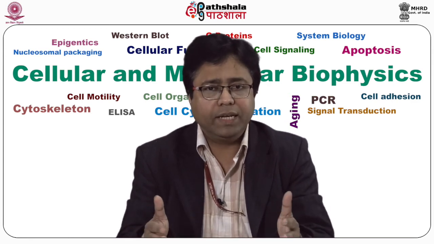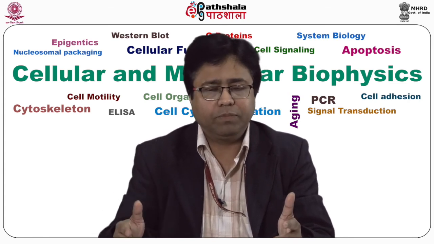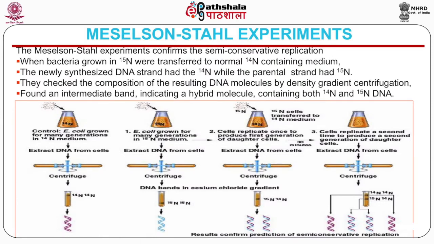People did some very elegant experiments to prove that DNA replication is actually in the semi-conservative mode. Now this is the Meselson-Stahl experiment, and they used elegant but very simple tools and techniques, which are cesium chloride based density gradient centrifugations. In these centrifugations they could very nicely piece together and say that okay, the DNA replication is semi-conservative.